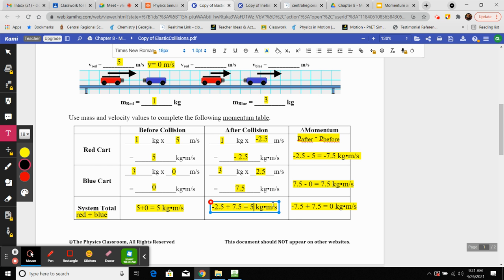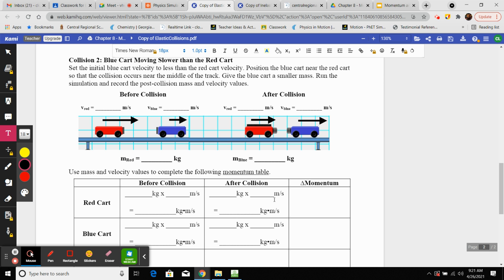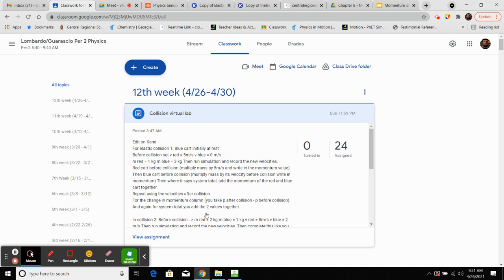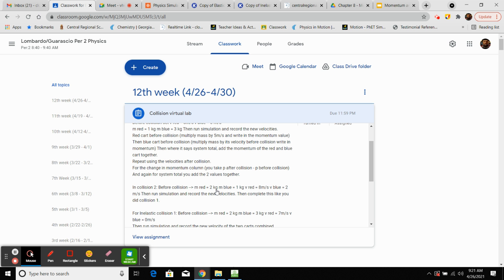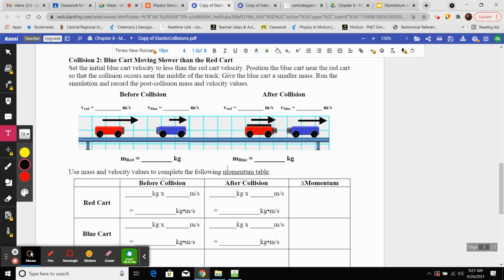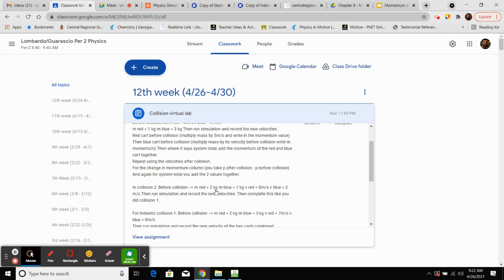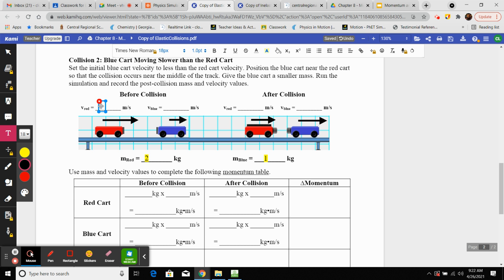Now, since I'm recording this, you can go back and watch it and use that to help yourself. So now you guys are going to complete the second one. In this second one, what values does it say to use? Let's go back to the classwork. So for collision 2, make the red 2 kilograms and the blue 1. So red 2, blue 1. 2 kilograms, 1 kilogram. What would the velocity of the red one? I told you to make it 8 and blue 2. Because it tells us here, set the initial velocity of the blue cart to be less than the red, so that's why I picked 2, because it's less than 8.